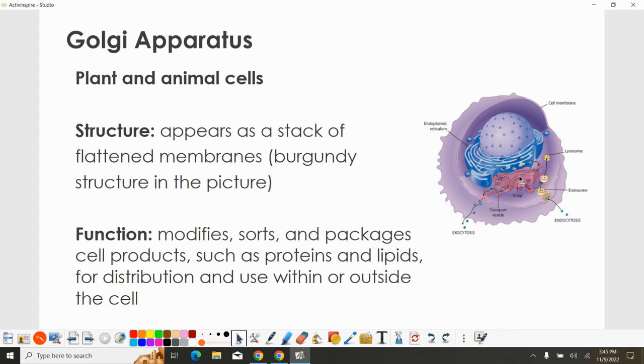They are the packaging center of the cell. They take the substances that the cell makes, modify them, sort them, and package them for distribution within the cell and to be shipped outside of the cell. They make these little packets that can either leave the cell or be transported to other parts of the cell. It's the packaging and distribution center of the cell.